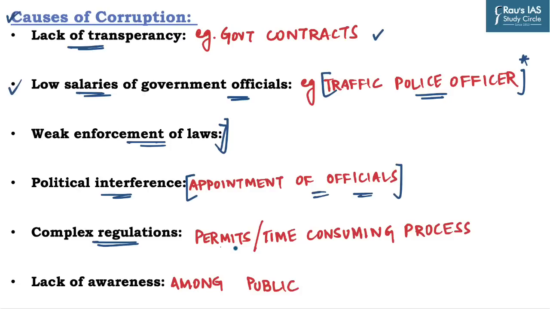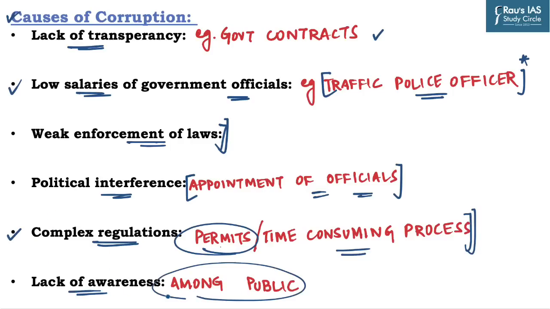The next one is complex rules and regulations. Let us take one example in which a person who wants to take a permit for construction of building, he has to go to multiple offices to get his work done. It is also a time-consuming process and he has to fill multiple forms regarding the same. This complexity creates opportunity for the officials to demand bribes in exchange of speeding up the process. Important cause of corruption.